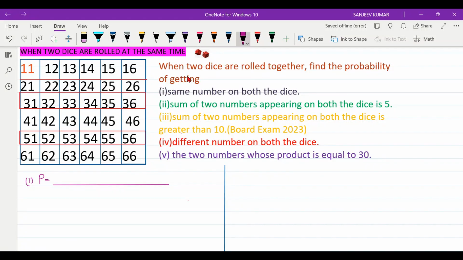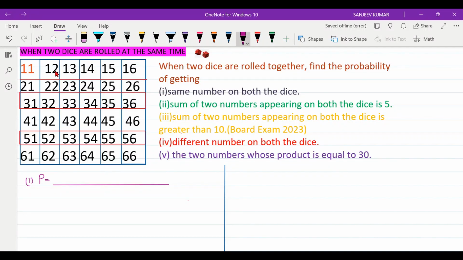First of all, before going into the questions, let us understand what the different possibilities of getting the numbers on the two dice are when the two dice are rolled together. You can see here I have given a small image of the two dice. When the two dice are rolled together, we can have one on the first dice and one on the second dice. On the next roll you can have one on the first dice and two on the second dice. Like this, in the third roll we can have one on the first dice and three on the second dice. So these are the possible outcomes.